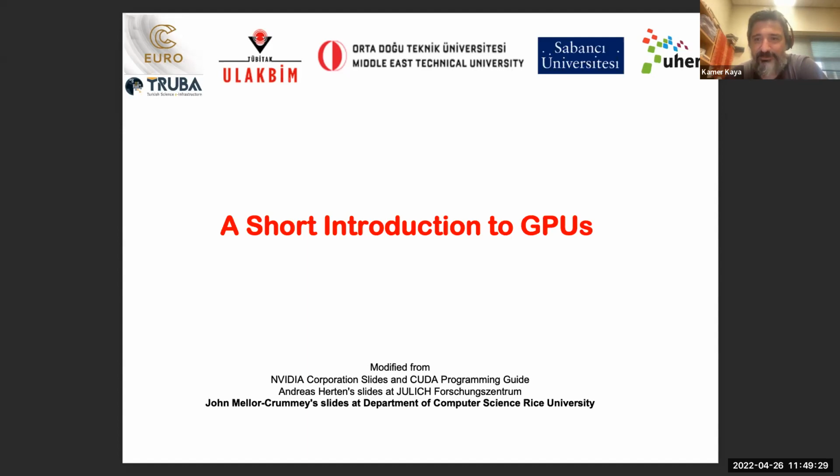So if there are no more questions, let's go back to the slides. Now, after seeing all these things about computing and performance, let's talk briefly about GPUs.